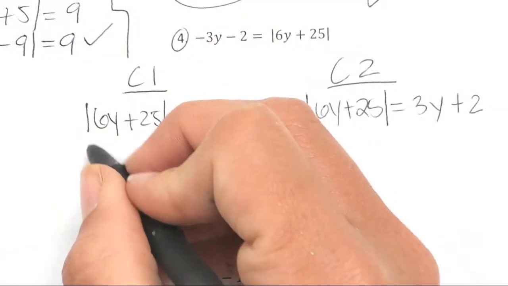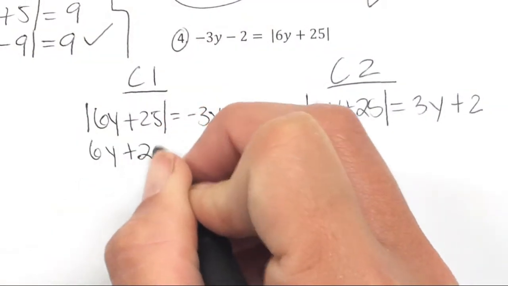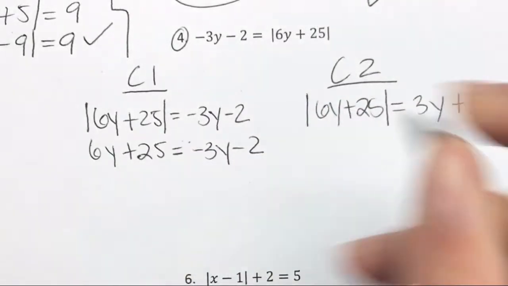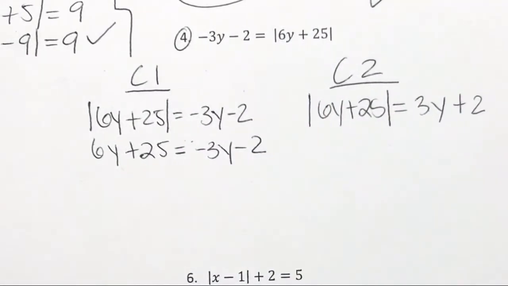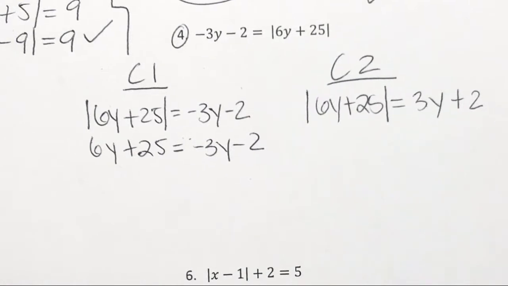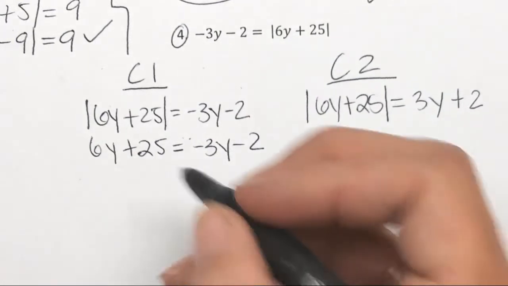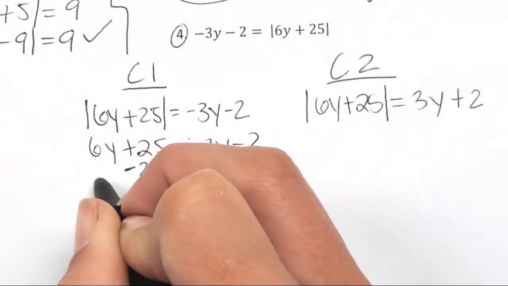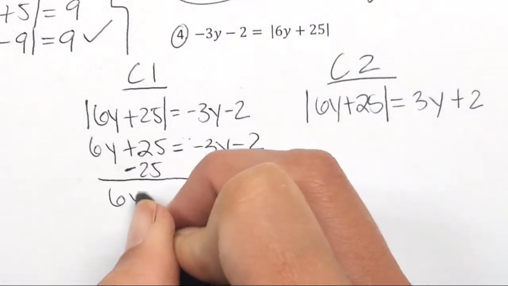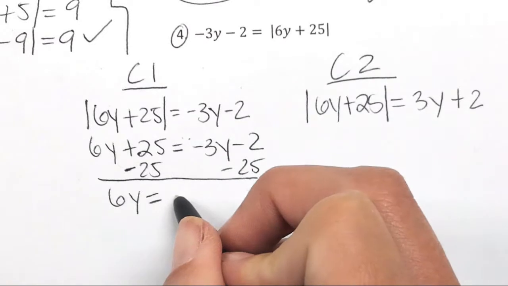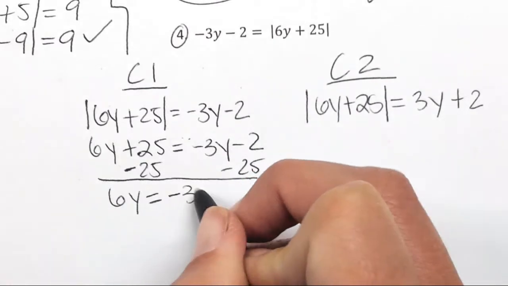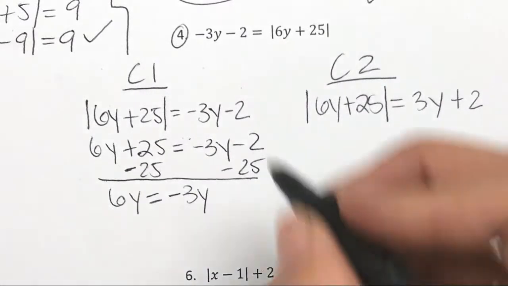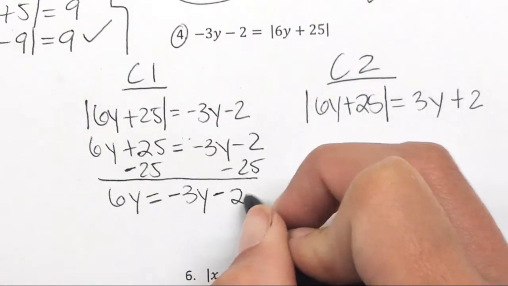Alright, so now we can take them out of the bars and solve them. Equals. And let's start with case 1. What do y'all want to move first? 25? Okay, so subtracting 25 from both sides would give us 6y equals what? Negative 27. Good. What do we have to move now?